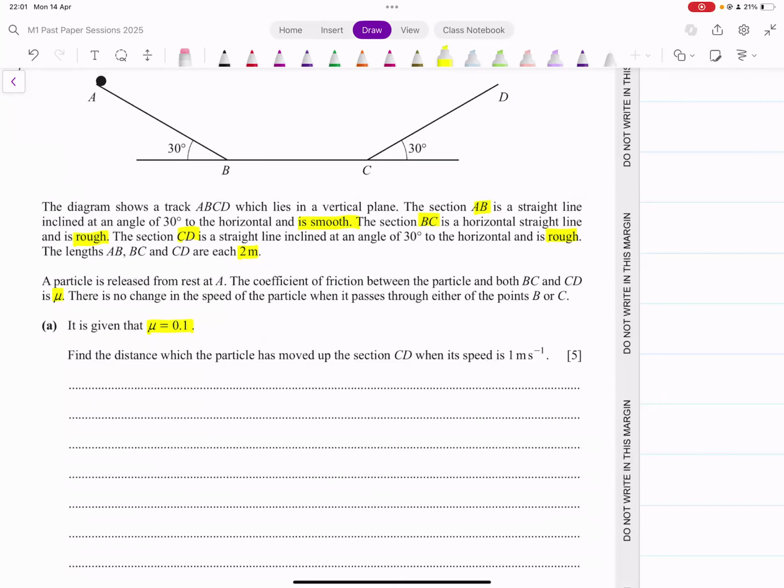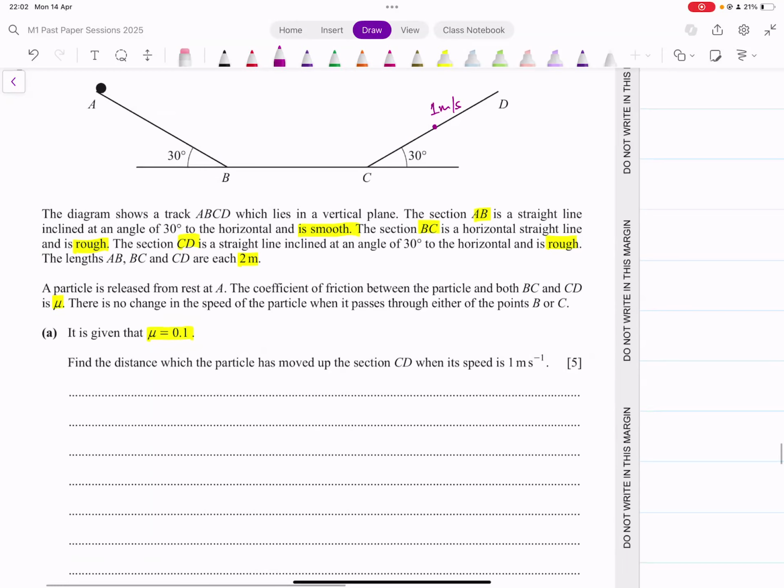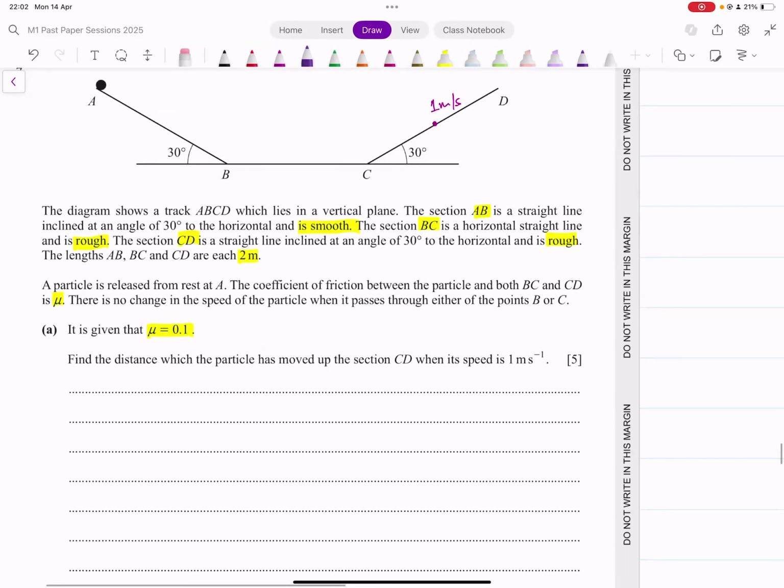Okay, so we've got different parts in this journey. We've got A to B part, and then B to C, and then C to some point. What's happening is the particle is going to come down here, and then it'll move on the surface BC, and then they're saying at some point on the section CD, the speed becomes 1 meter per second. We have to find the distance traveled on the CD part when its speed becomes 1 meter per second. Let's say this is that point. Now let's see what happens from A to B first of all.